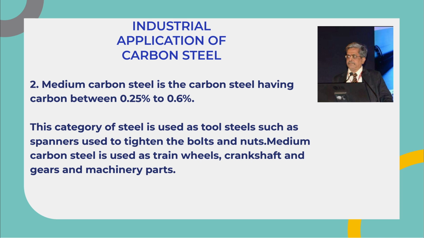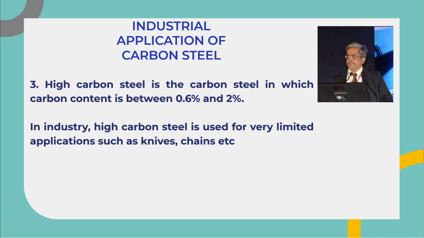Please note, in the railway industry, the rails over which trains run are made of 0.8% carbon steel, that is eutectoid steel having 100% pearlite. Now the third category is high carbon steel. It is carbon steel having carbon percentage between 0.6% and 2%. In industry, high carbon steel is used for very limited applications such as knives, chains, etc.